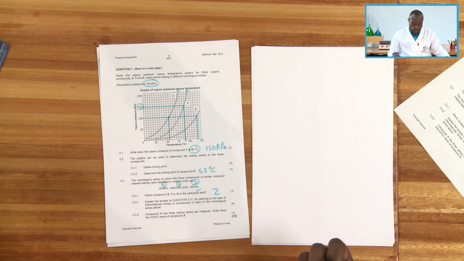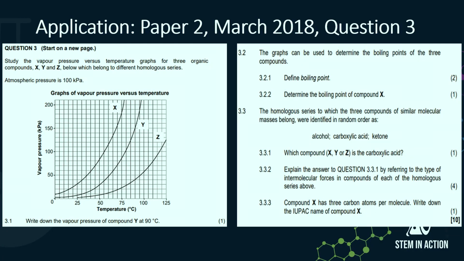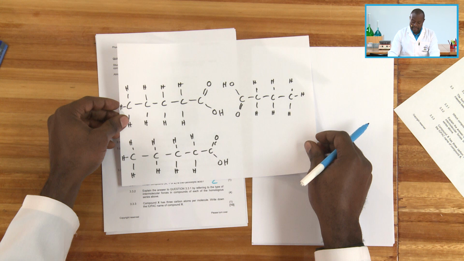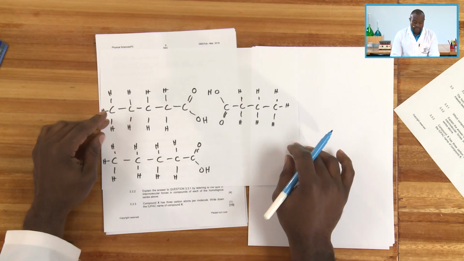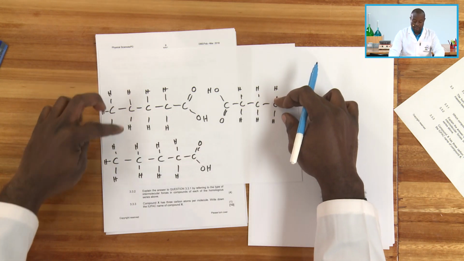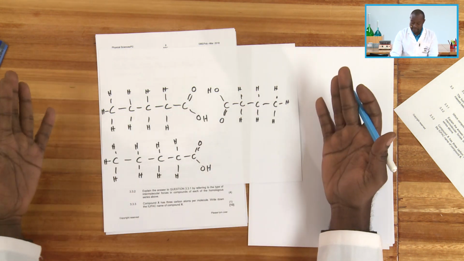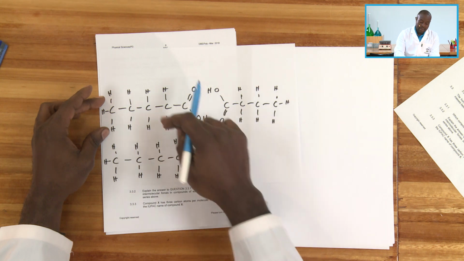Then 3.3.2 says explain your answer to 3.3.1 by referring to the type of intermolecular forces in compounds of each of the homologous series above. So I'm going to just show you an example of carboxylic compounds. So just imagine that this is carboxylic compound 1, carboxylic compound 2, and carboxylic compound 3, and they are in solution. So between these two carboxylic acids, let me start with these two, right?